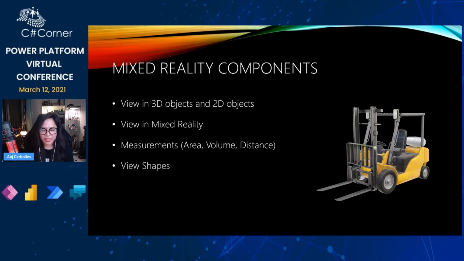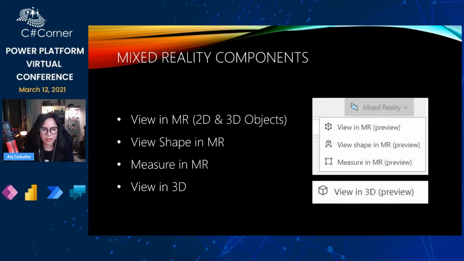There are four components available: view in 3D objects and 2D images, view in MR, measure in MR, and view shapes in MR. With the view in MR components for 2D and 3D objects, you can view 3D content and images in mixed reality. View shape helps you view shapes by using their width, height, and depth properties in mixed reality. Measure in MR takes a measurement in the real world without the use of a measuring tape. And view in 3D is for viewing 3D content.